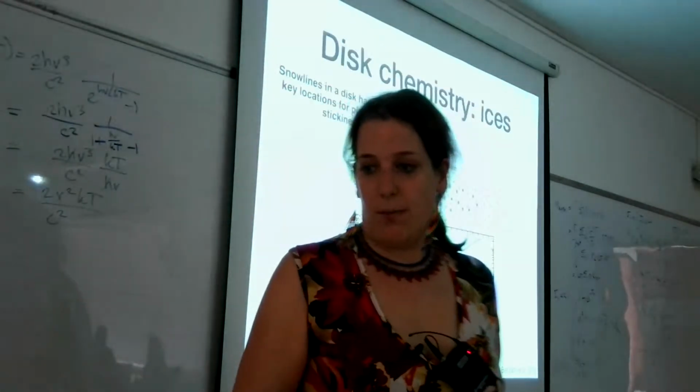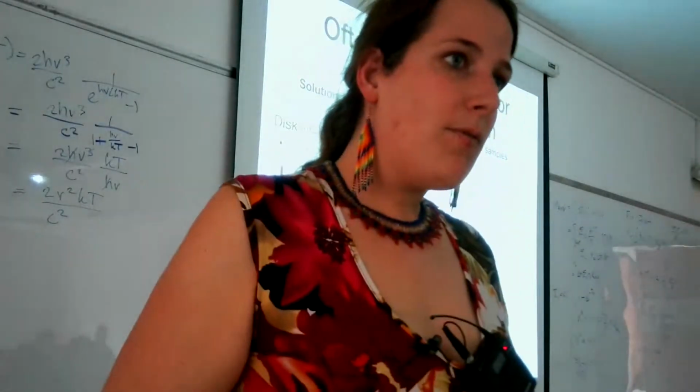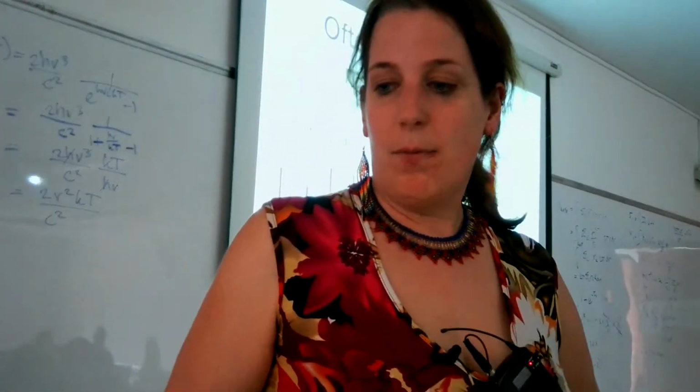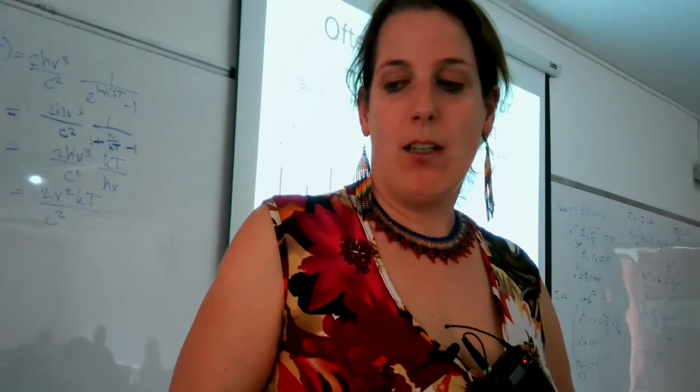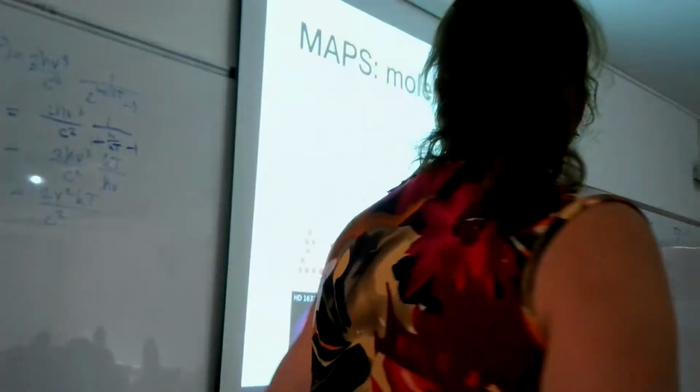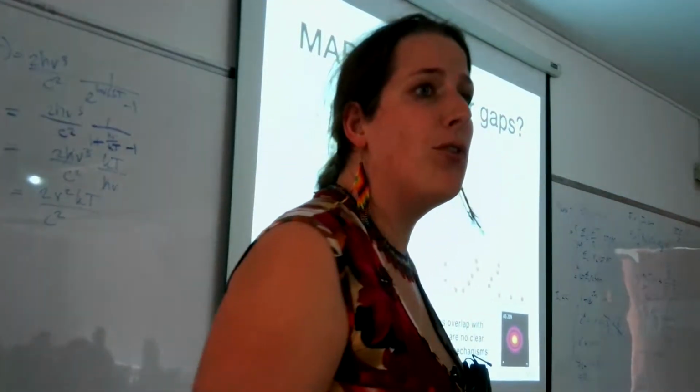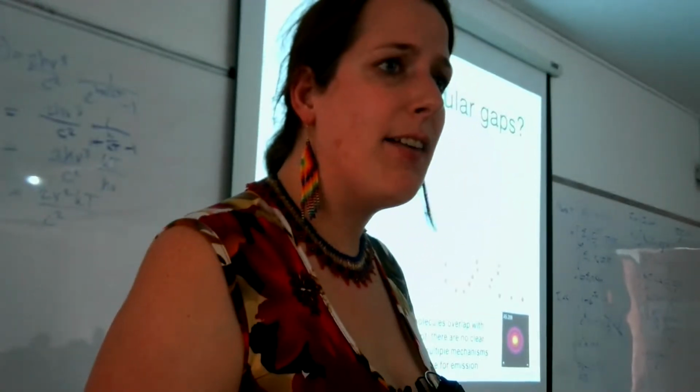Sorry, yeah. Just to go to the previous slide, what's the average age of the objects in MAPS? They're all between 2 and 10 million years, 2 and 8, I think. Yeah.